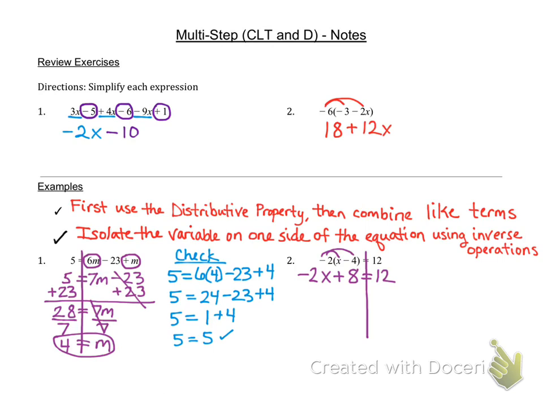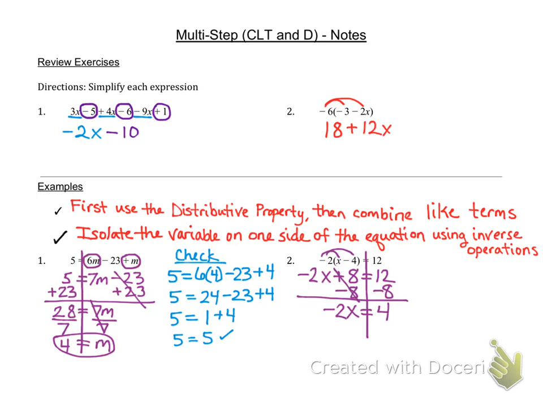Now we're going to isolate that variable by adding or subtracting on both sides of the equation. So I need to move that positive 8 over to the right side to isolate that variable. So the opposite of positive 8 is negative 8. So I'm going to subtract 8 on both sides of the equation. I'm going to bring down the negative 2x. Positive 8 minus 8 is 0, so that cancels. And 12 minus 8 is 4.